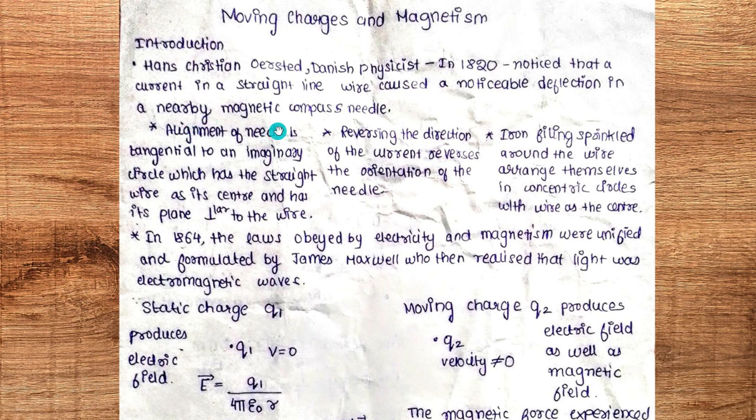So, how is the alignment of the needle? The needle is aligned tangential to an imaginary circle which has the straight wire as its center. The straight wire is the center of that circle, to which the needle's alignment is tangential. These are all imaginary. Now reversing the direction of the current reverses the orientation of the needle.